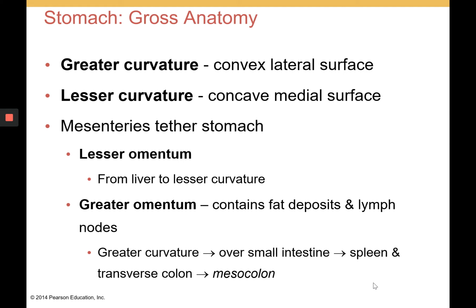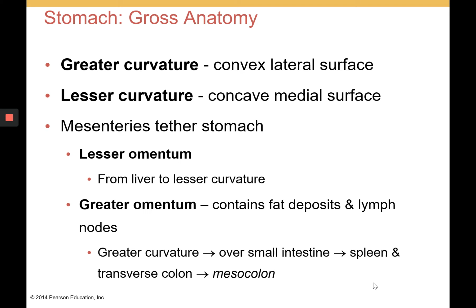Other things you'll find around the stomach are mesenteries, which we learned in Part A of Chapter 22. And we learned in Part A that mesenteries were double layers of peritoneum. There is a lesser and greater omentum that are both mesenteries that are attached to the stomach. The greater omentum contains fat deposits and lymph nodes. It's also a great location for blood vessels.